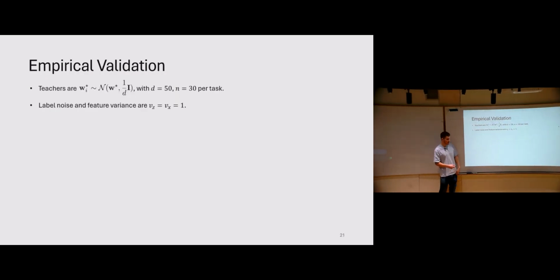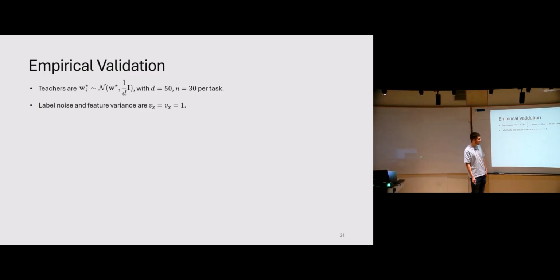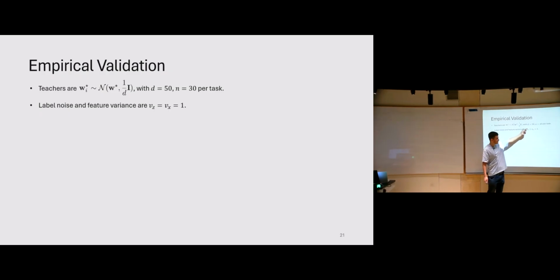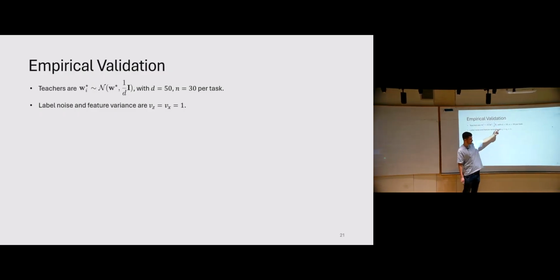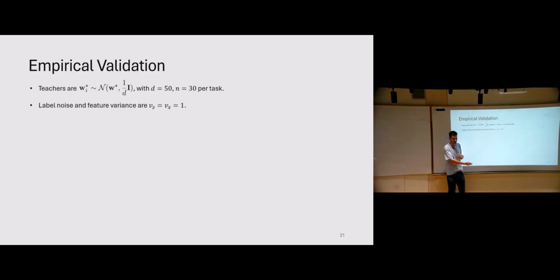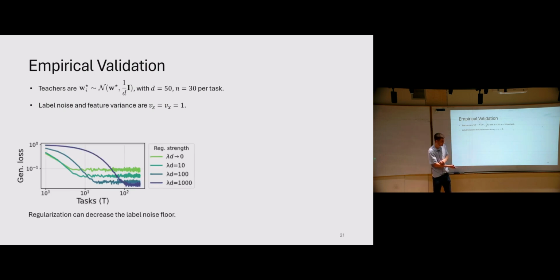So we start with empirical validation over synthetic data. Each one of the entries is distributed as a standard normal distribution, 0, 1, with pretty small dimensions, right? We assume that n and d are both going to infinity, but here there are pretty small dimensions, and I would like to show you that our theoretical analysis can still be recovered when n and d are pretty small. We first find that the regularization can decrease the label noise floor, and it takes more time to decrease to the optimal generalization loss.